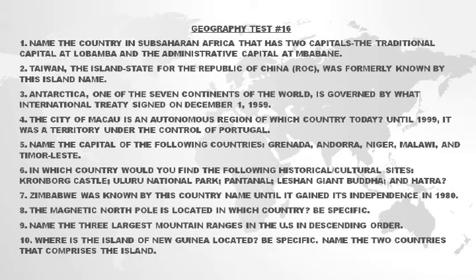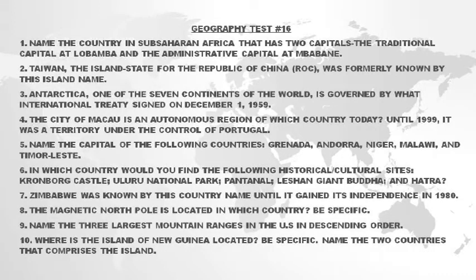Question 5. Name the capital of the following countries: Grenada, Andorra. Grenada is in Latin America. Andorra is in Europe. Nigeria is on the continent of Africa. Malawi also is in Africa. Timor-Leste is in Southeast Asia.